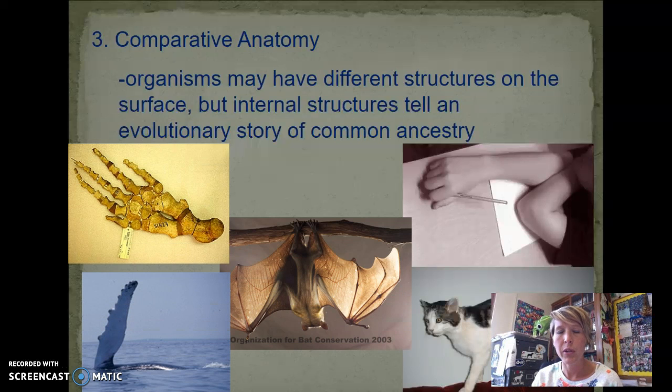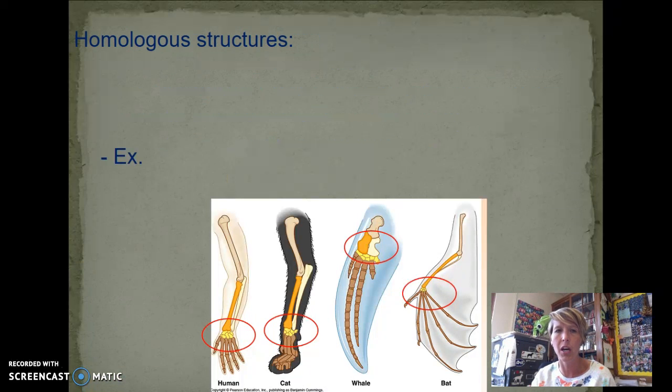This next one's pretty cool. This line of evidence is comparing anatomical features or structural pieces of organisms. Organisms can have different structures on the surface, but internal structures can tell a story about common evolutionary ancestry. There's a couple different types of anatomical structures we can look at.